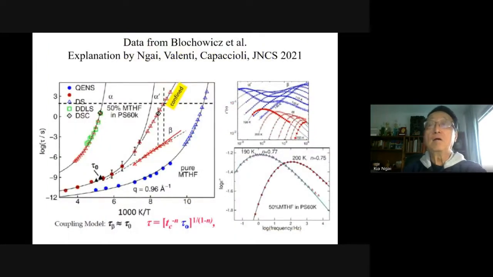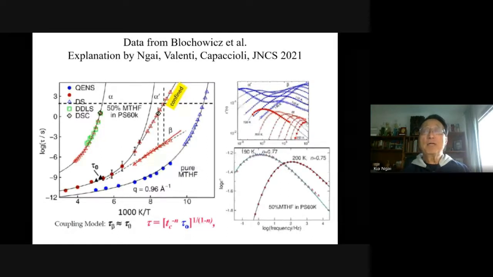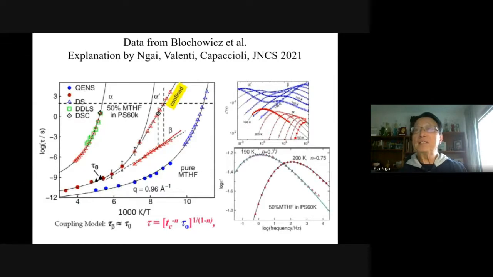Okay, so now look at even newer results, the one involving the data of Blochowicz, in which they have done very beautiful work with light scattering, dielectric, neutron, DSC, everything. On the picture on the right, they see the alpha prime and beta on top, and you see the beautiful spectrum from the dielectric. You can characterize the n value at different temperatures, which is very broad, like n is very large.